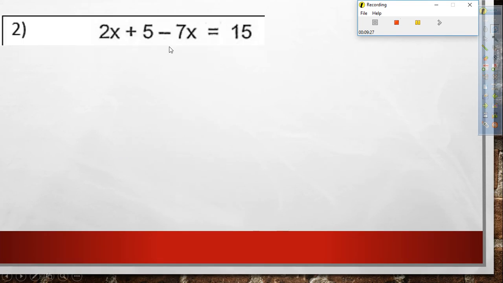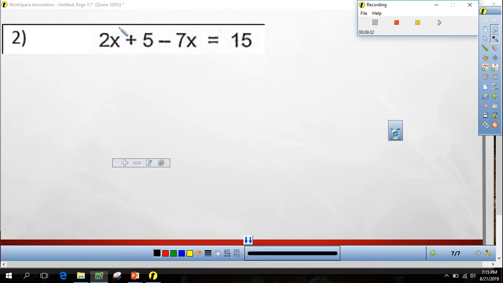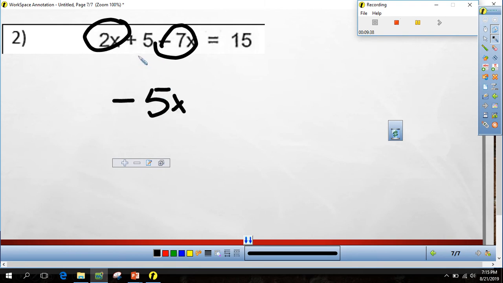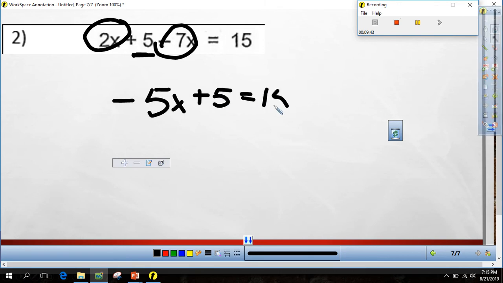Okay, here's one of just combining like terms. I have a 2x and a minus 7x, so I'm going to combine those together. 2x minus 7x leaves me a negative 5x. I have just the plus 5 is equal to 15. Draw my line through my equal sign. And you could have drawn your line through your equal sign up here if you'd like. I want to get this x by itself, so I'm going to subtract a 5 from both sides.